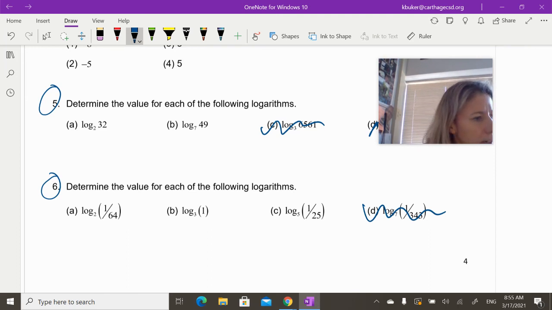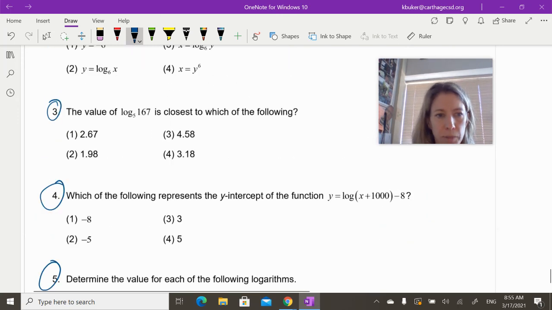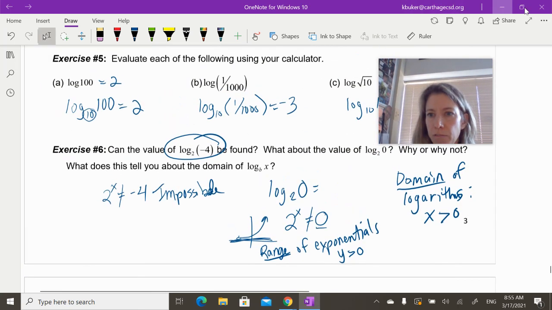So your homework is just to finish page 4. Okay, have fun with it.